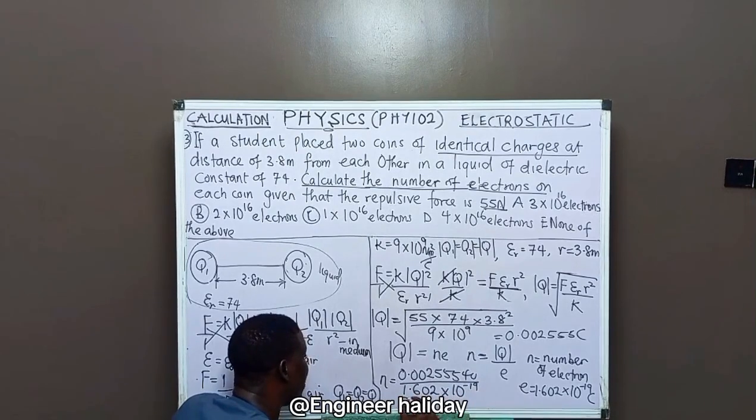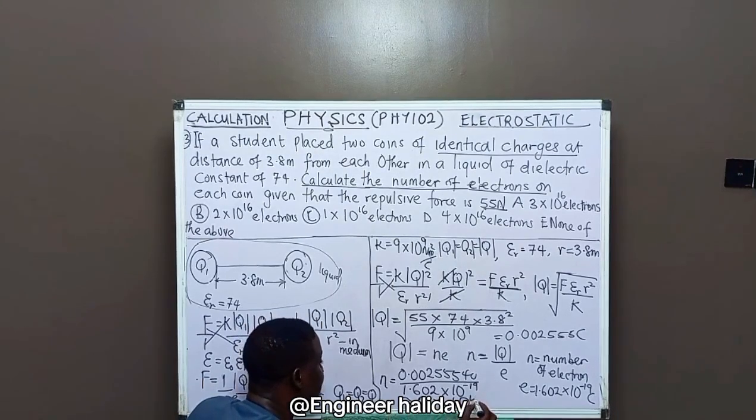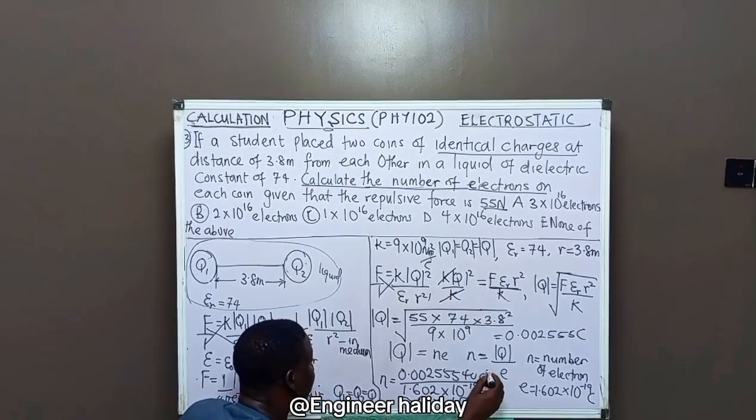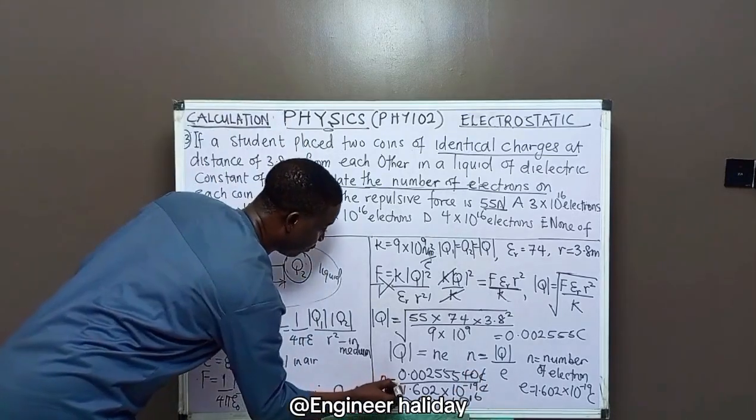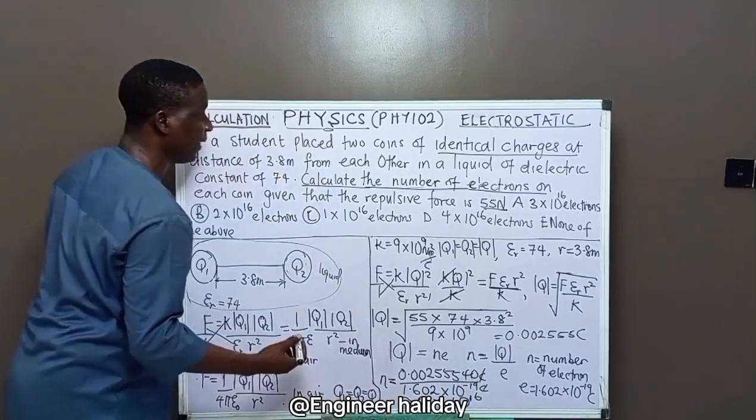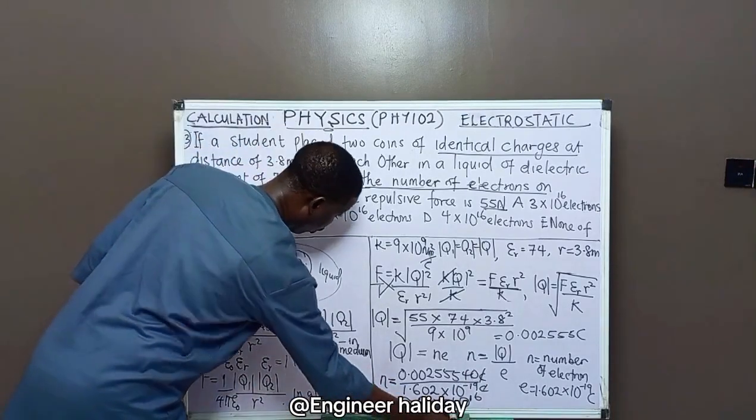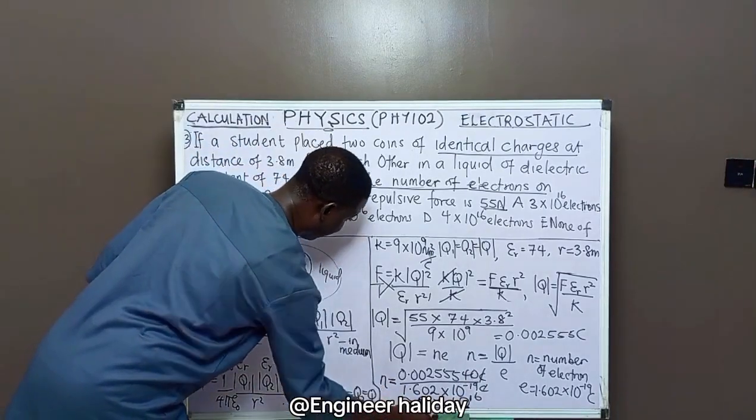If you solve it, I am going to have 1.55 times 10 raised to the power 16, which is approximately 2 times 10 raised to the power 16. No units, don't forget, because the coulomb here will cancel the coulomb here. So that is what we are going to have. You can press your calculator and play with it. This is what you are going to get as our final answer.